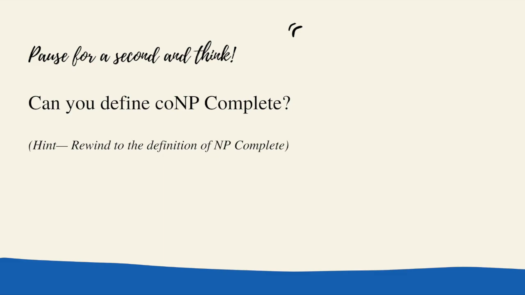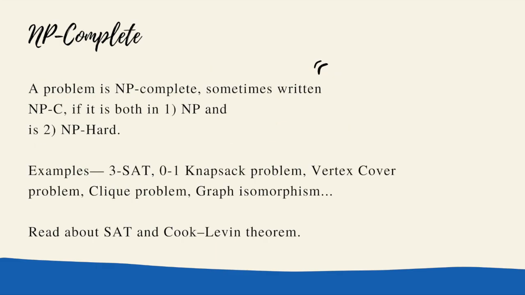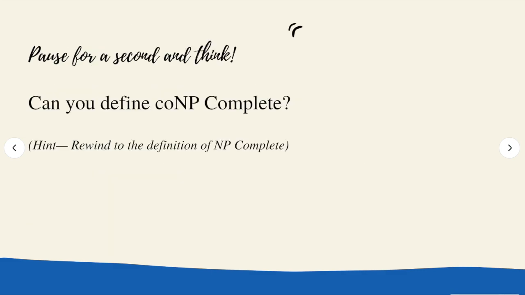An example was just what we discussed. To prove that it's C-complete, you just need to prove that it's in C, and two, it's C-hard. In this case, C is NP. The class we are referring to is NP. So just pause for a second and try to define what coNP-complete is.